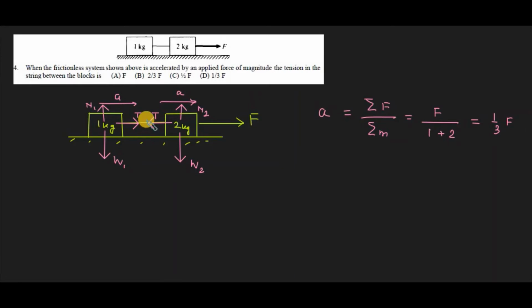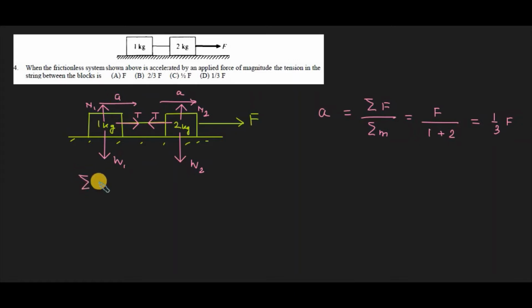Presently we are trying to find out the tension T. For that, let's consider the 1 kg block. On the 1 kg block, the vertical forces balance each other, that is, W1 and N1 balance each other, and the horizontal force, that is the tension, provides the acceleration in the 1 kg block, which is the acceleration represented here, that is A.